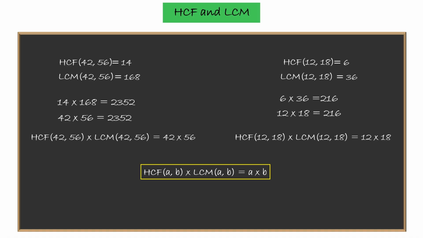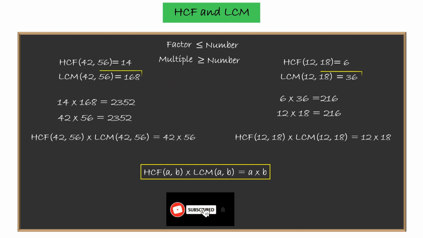Now, pay attention. Students often get confused between HCF and LCM. In HCF, F stands for factor, and any factor of a number is always less than or equal to the number itself. Therefore, the HCF of given numbers will be less than or equal to each of them. On the other hand, in LCM, M stands for multiple, and a multiple of a number is always greater than or equal to the number. Hence, the LCM of two numbers will be greater than or equal to the given numbers.